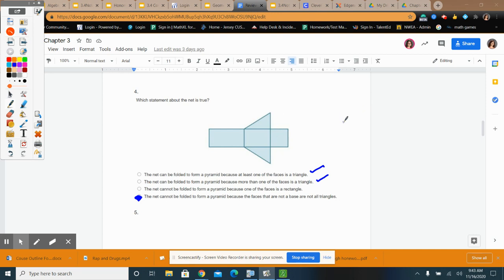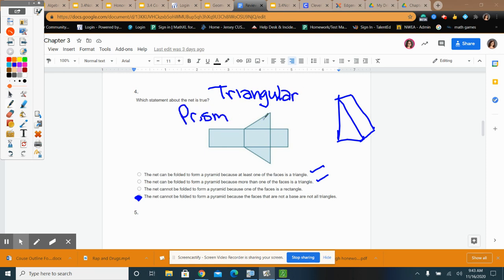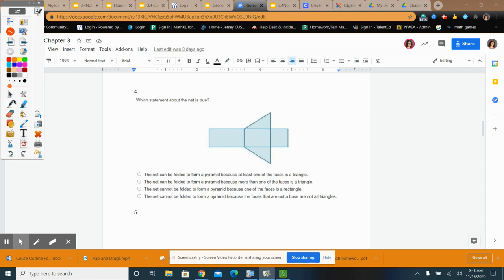If you folded it up, it's going to be a shape that kind of looks like this. And that is a prism. This is a triangular prism. And the 2 bases would be the triangles.